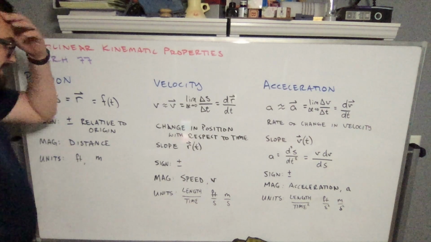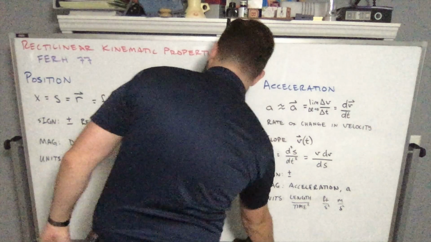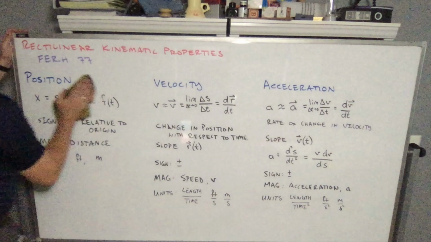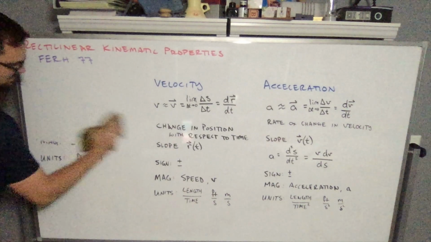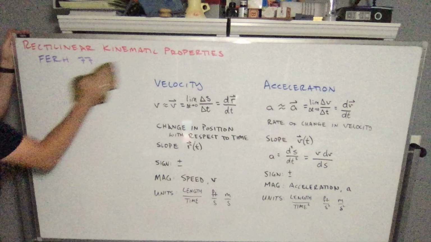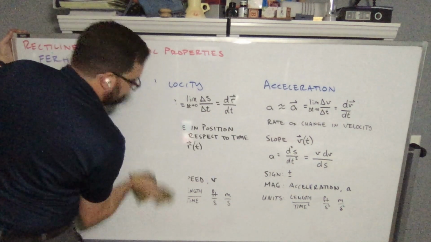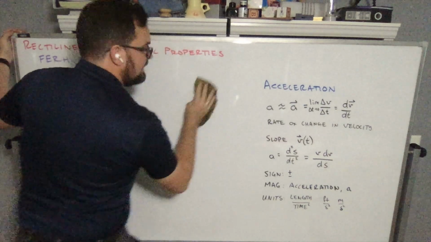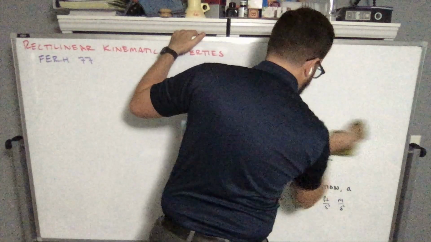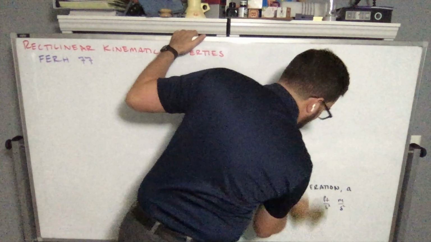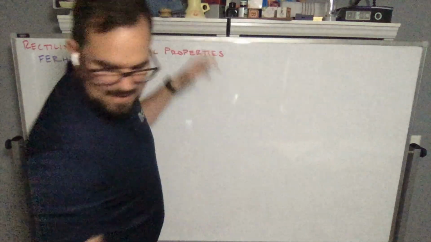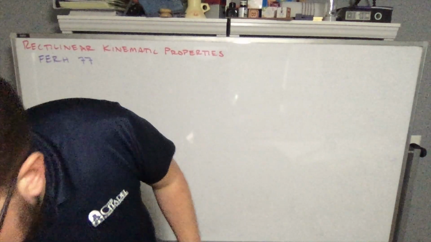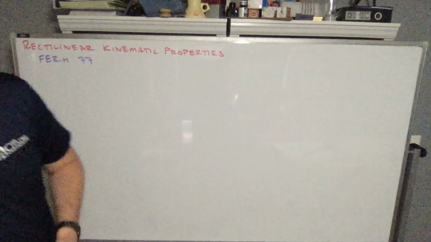Now, what this brings us to is the great circle of kinematic properties. So I'll buy myself some space, because what we're going to want to be able to do is move between velocity and acceleration. So when we think about this, we might start with position as a function of time.